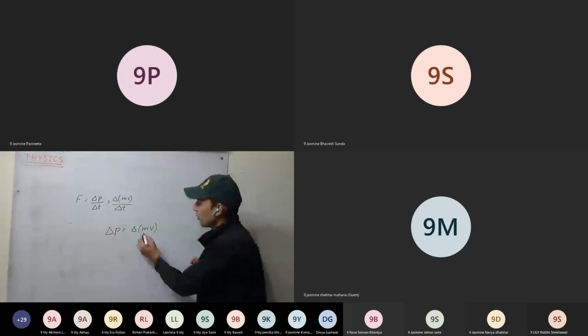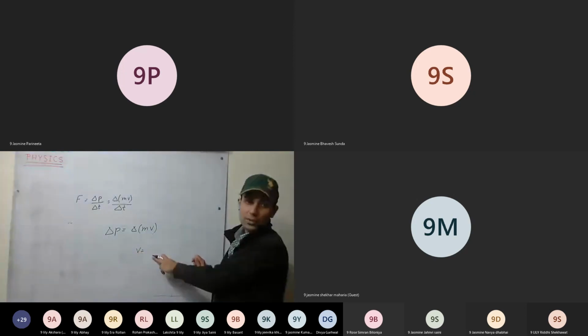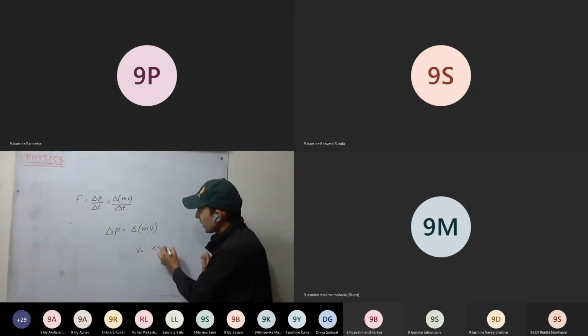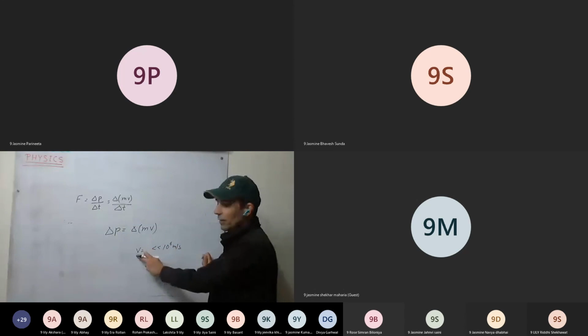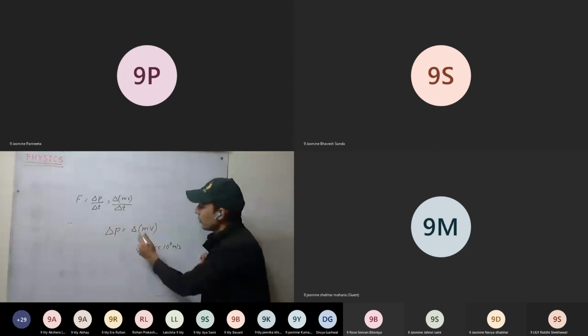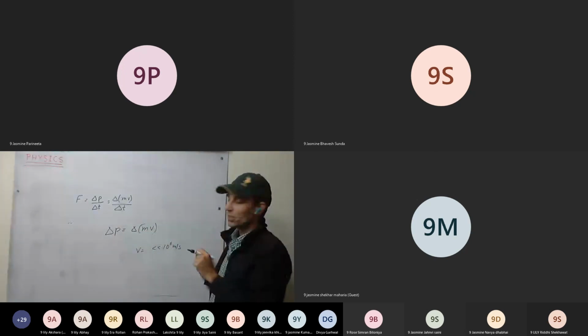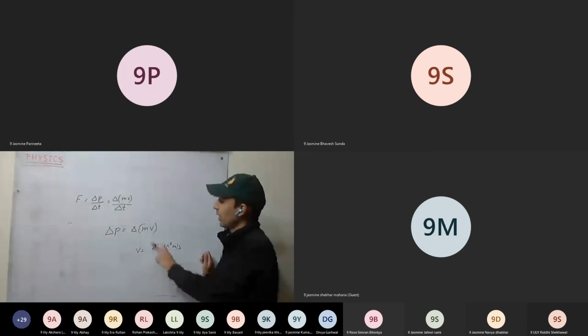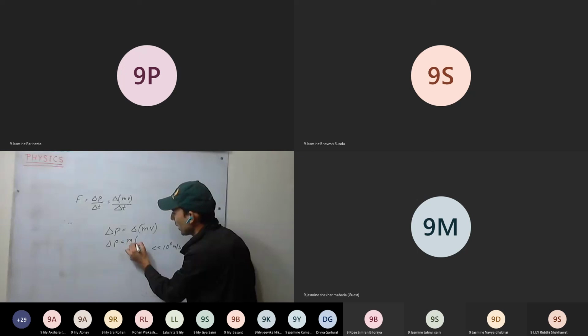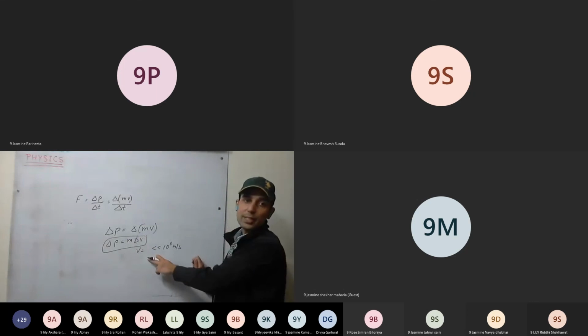But we discussed that when the velocity of the body is very less as compared to the speed of light, that is, less than 10 raised to power 6 meter per second, then we neglect the change in mass. There is very little change in the mass, and then we can say the mass of the body is constant. So this change of momentum we can take as m into delta v. Mass remains constant, only velocity changes.